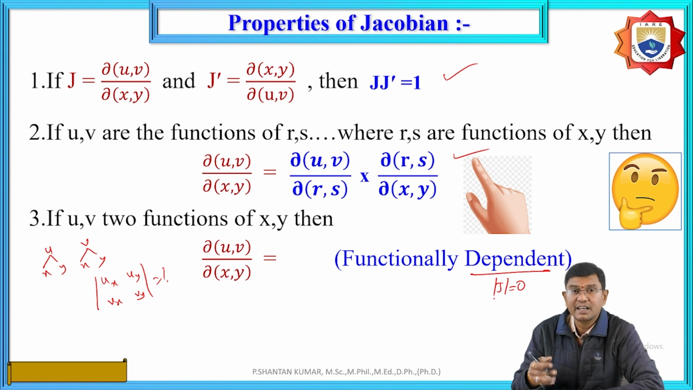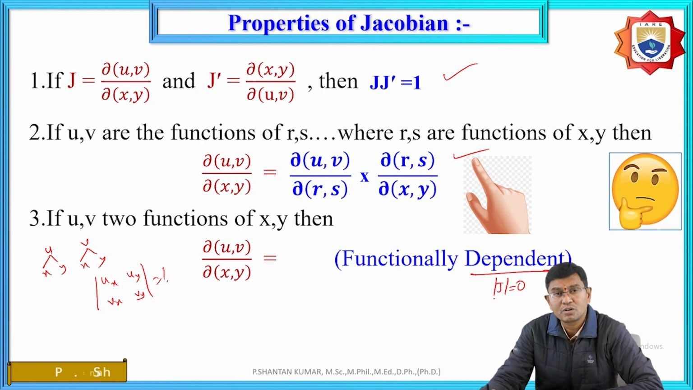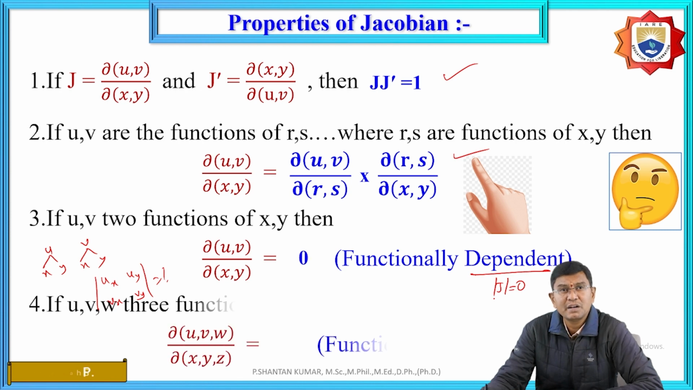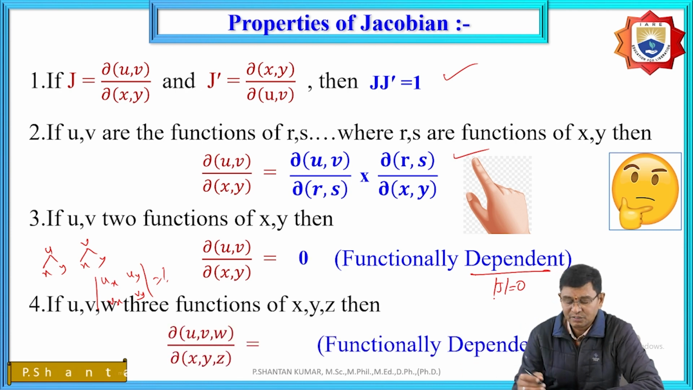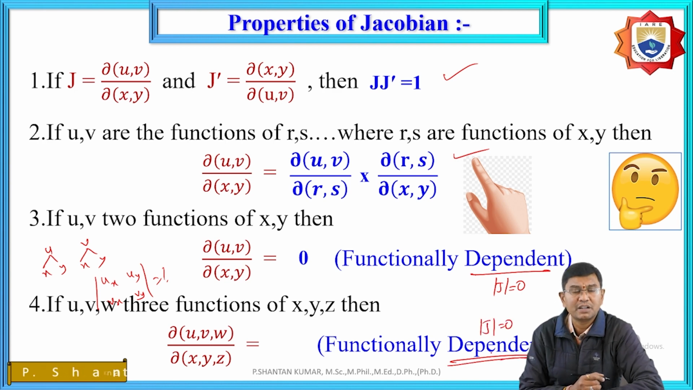Therefore, similarly here also the condition is that the Jacobian is functionally dependent is nothing but the value is a 0 condition. And similarly, u comma v comma w are also functions of x, y, z, and dependent is nothing but J is equal to 0. But this is based upon the 3 by 3. Therefore, the 3 by 3 determinant also gives the value 0.